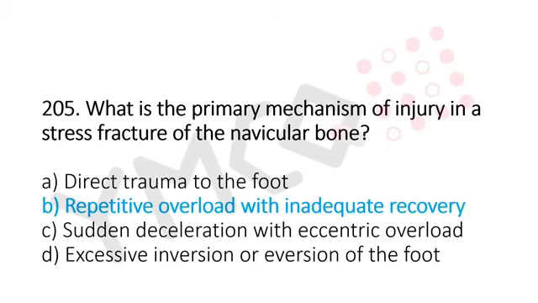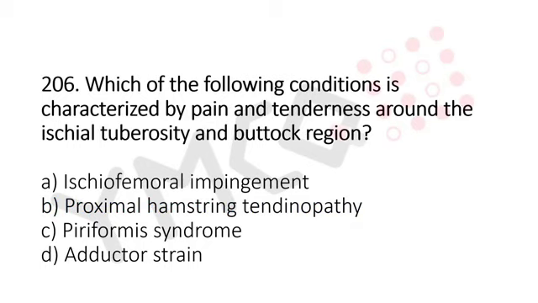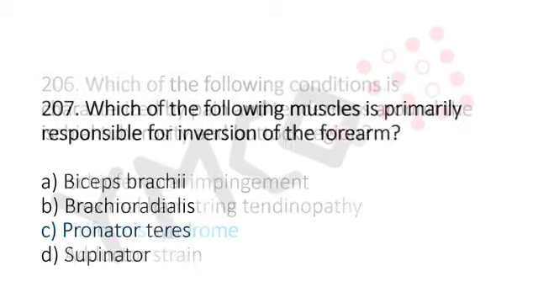Now let's move to question number 206. Which of the following condition is characterized by pain and tenderness around the ischial tuberosity and buttock region? Option A, ischiofemoral impingement. Option B, proximal hamstring tendinopathy. Option C, piriformis syndrome. Option D, adductor strain. And the answer is option C, piriformis syndrome.